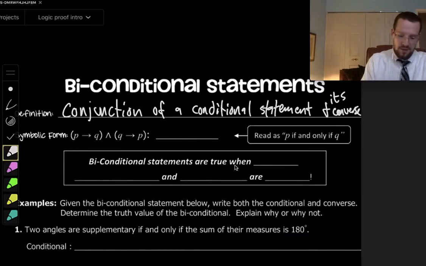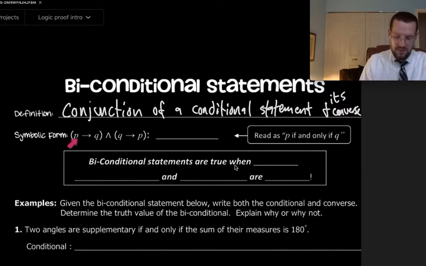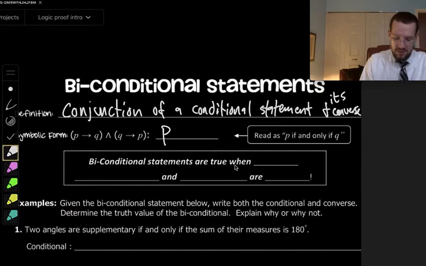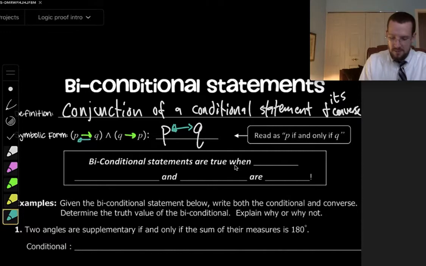So the symbolic form is P implies Q and Q implies P, right? So if P then Q, and if Q then P. Because we have P going to Q and then Q also going to P, you can think of it as coming back this way. And so what we do is we put arrows on both sides. And this is read P if and only if Q.